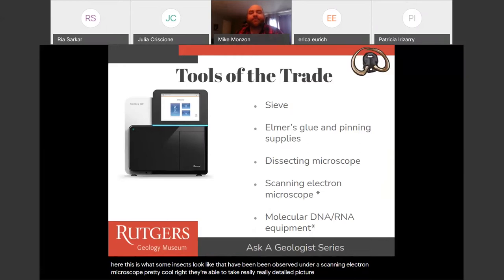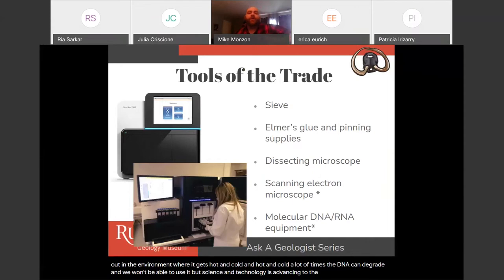And finally, technology is getting to the point where we can do DNA tests on ancient insect bits. It's very hard to get usable DNA from ancient insect parts that have been hanging out in the dirt, buried out in the environment where it gets hot and cold and hot and cold. A lot of times the DNA can degrade and we won't be able to use it. But science and technology is advancing to the point where we are getting better at being able to find that ancient DNA. Actually, I'm working with a lab at Arizona State University that has the only equipment set up in North America that is capable of doing this kind of ancient DNA work. So in the future, being able to DNA test this ancient DNA found in the ancient insects is going to play a much larger role.